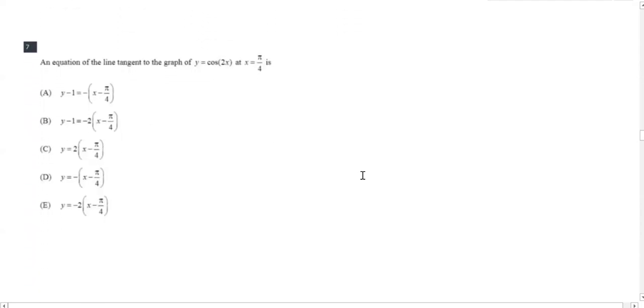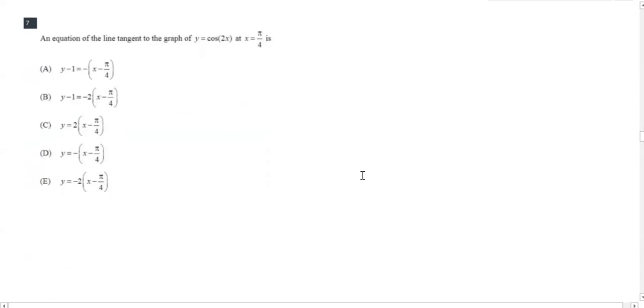An equation of the line tangent to the graph of y equals 2 cosine x at pi over 4 is. So here's another one we have to be careful because you may not have a calculator for this question, so it's important to know the special values of the trig functions. So tangent line at x equals pi over 4. We always need two things with a tangent line. We need a point. So I know the x value is pi over 4.